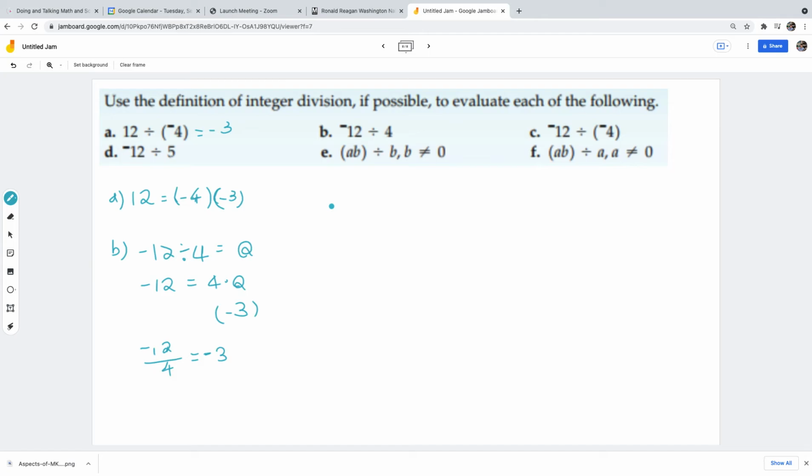Positive divided by negative is negative. Negative divided by positive is negative. Negative divided by negative is positive. We can think about that too later on, okay? But now we're just going to use the definition of integer division.